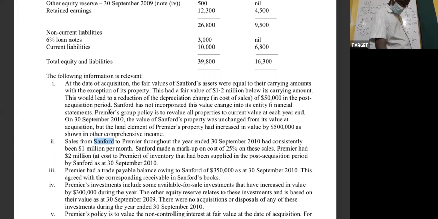Starting from this angle. Previous group policy is to revalue all property to the current value at each year end. On 30th September 2010, the value of Sanford property was unchanged from acquisition date. That's very good. But the land element of the parent property, so this one affects the parent. So let's take note of this. It affects the parent. Powerful. I like this question. Okay, so therefore we are done.